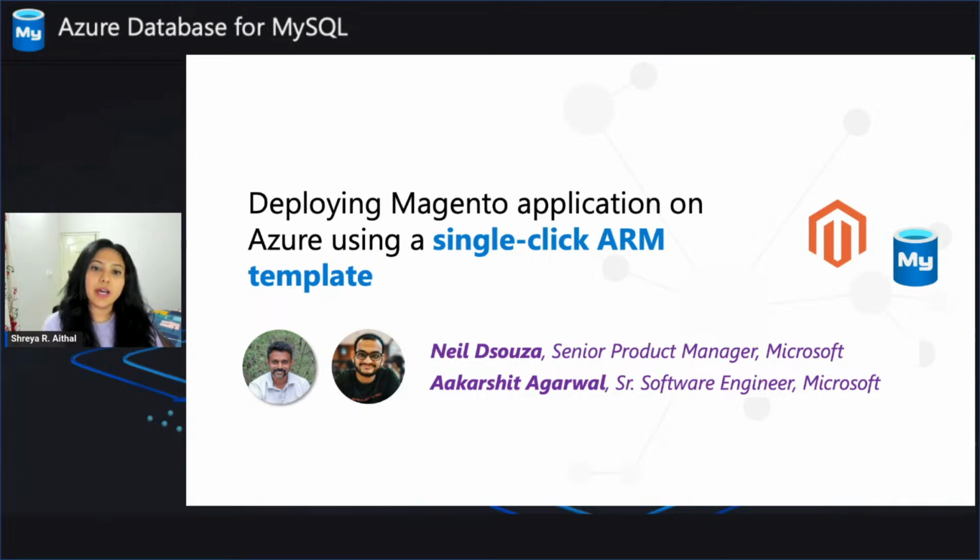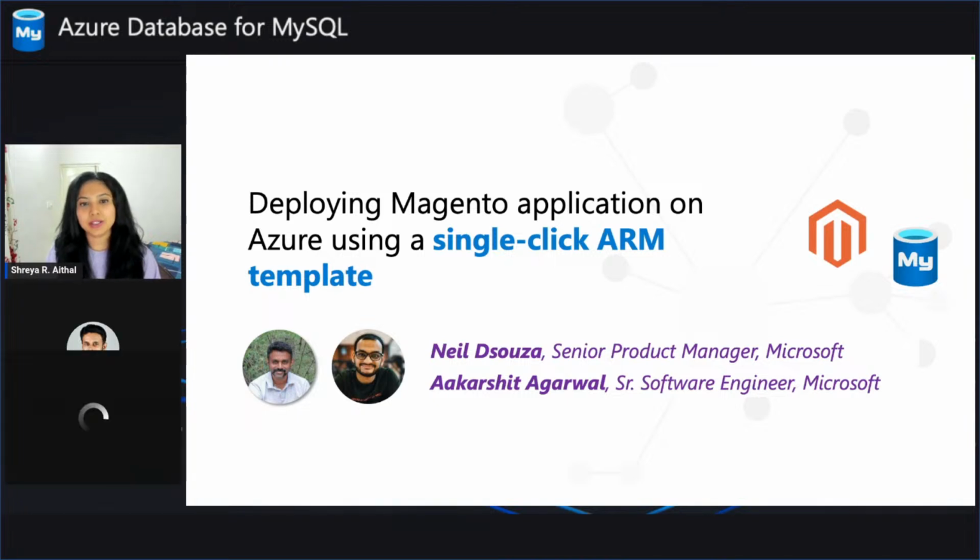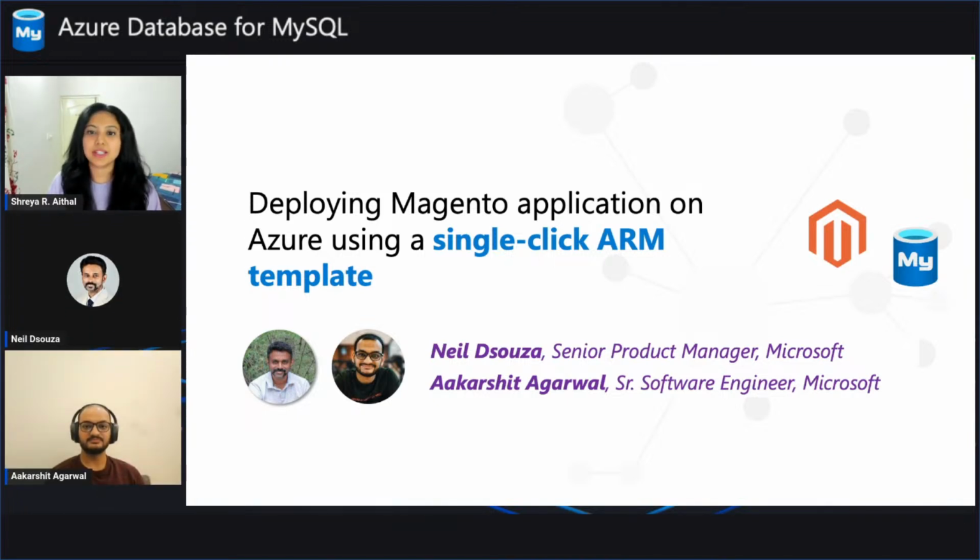To deploy a Magento app, you typically need to set up a server, install the necessary software like PHP, MySQL, Apache, and follow the Magento installation steps to make everything ready for developing and working on it. What we have built for you is a single-click ARM template that can help you set up the entire app on Azure and even tune it for optimal performance. So I'm inviting Neil D'Souza, Senior Product Manager, and Aakarshit Agarwal, Senior Software Engineer, to talk about and demo the single-click ARM template to deploy Magento on Azure.